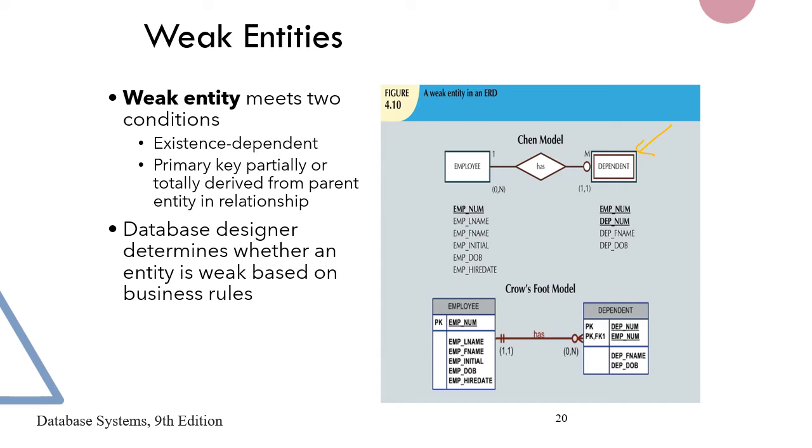Okay, it doesn't have any specific role in the whole picture of the employee, but somehow we need the data. That makes this weak, and without the employee the dependent cannot occur. Okay, so it makes another reason to note that this entity is weak. Again, the database designer determines whether an entity is weak based on business rule. So, we cannot make it fixed. It depends on the business rule, where the operation takes place.